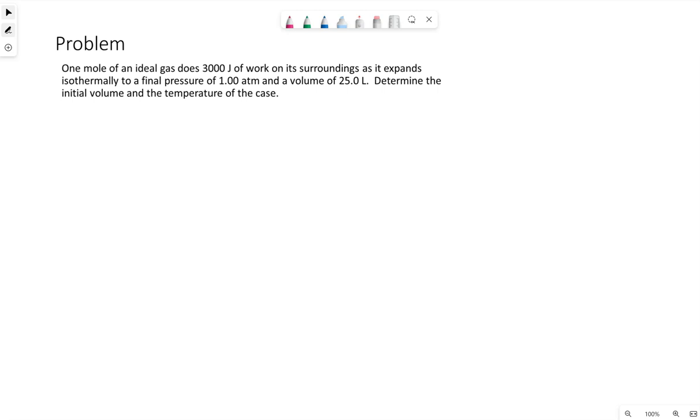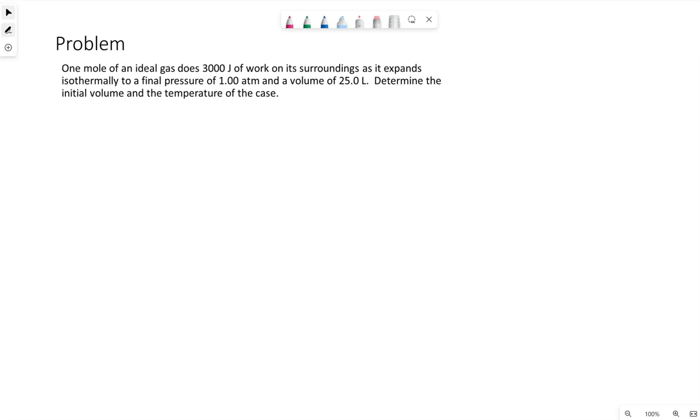In this example problem, we have 1 mole of an ideal gas that does 3,000 joules of work on its surroundings as it expands isothermally to a final pressure of 1 atm and a volume of 25 liters. Determine the initial volume and the temperature of the gas.